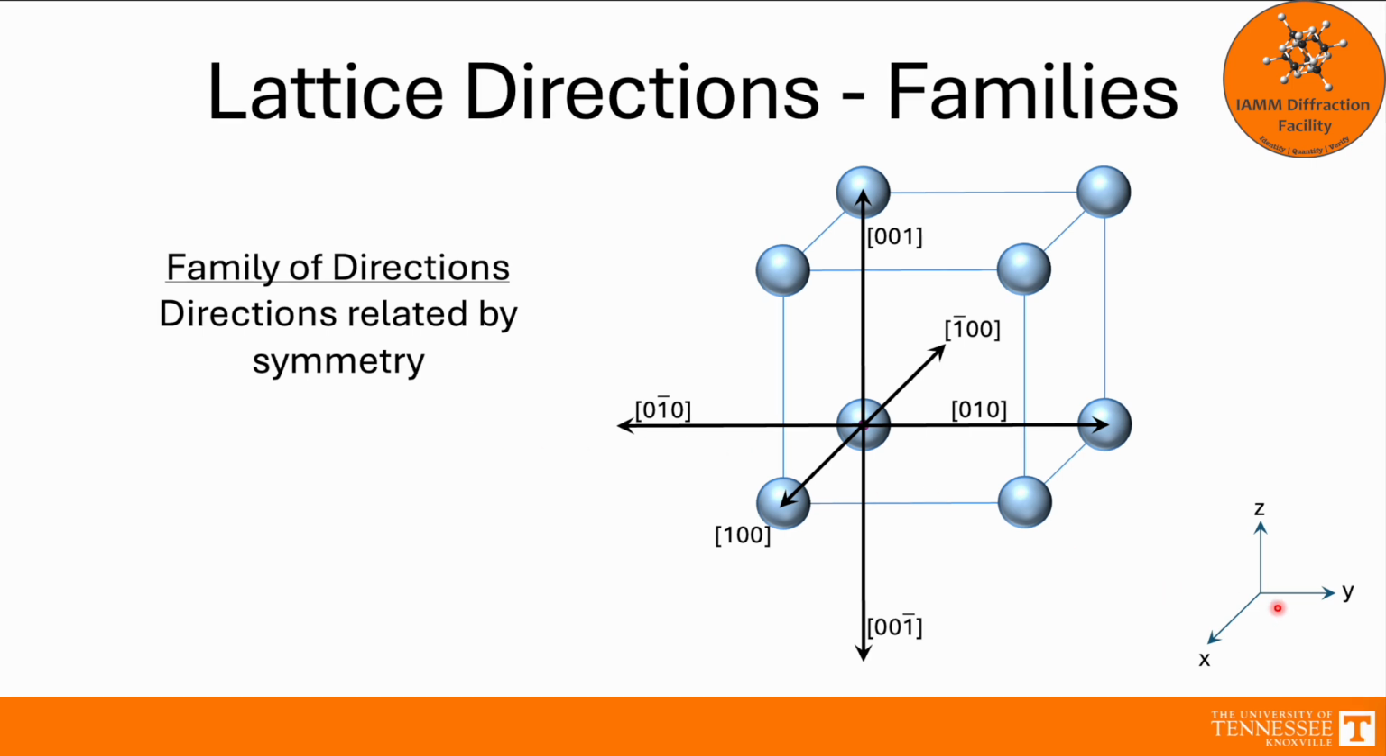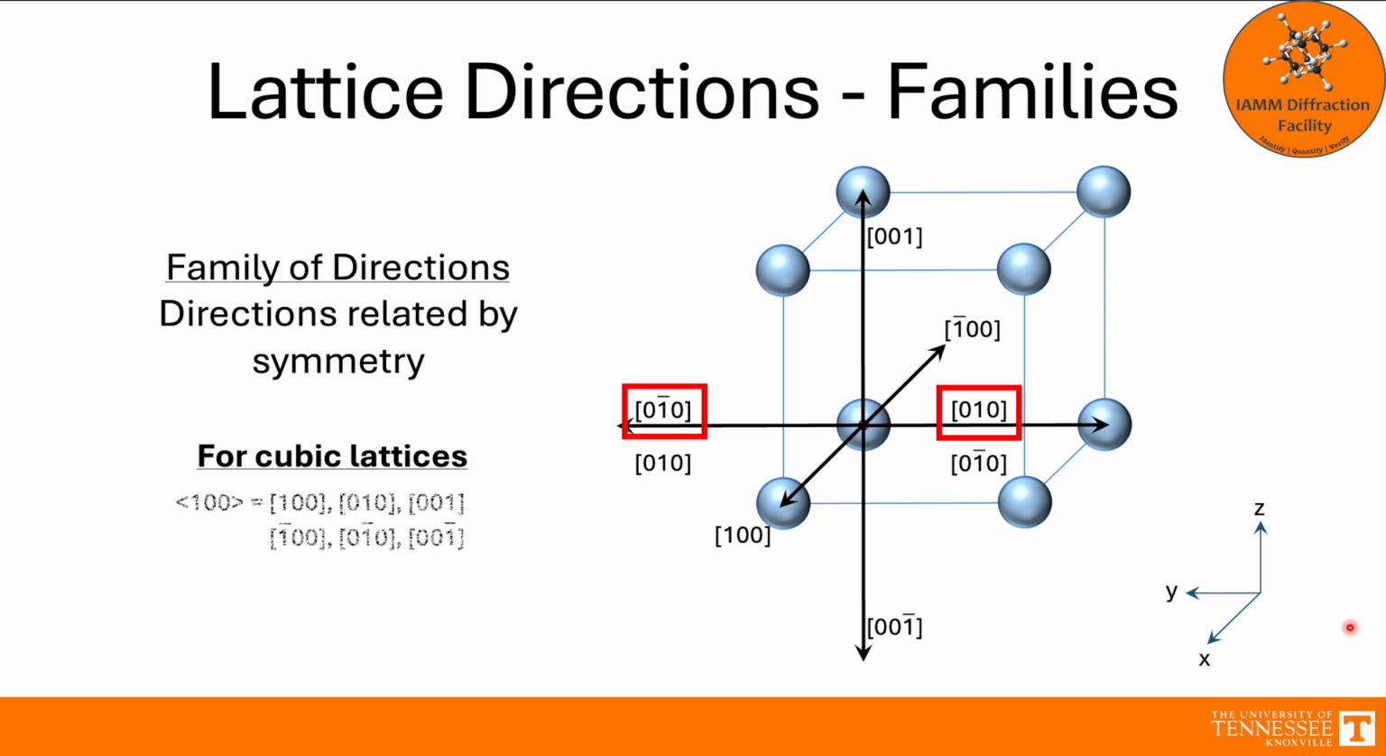If we were to take our y-axis here, and instead of having it be positive pointing to the right, we made it positive pointing to the left, well, in that case, this direction would then become the 0, 1, 0. This direction would become the 0, 1 bar 0. And really nothing would change. The distances are all the same. All the symmetry is the same. So that's what we mean by directions related by symmetry.